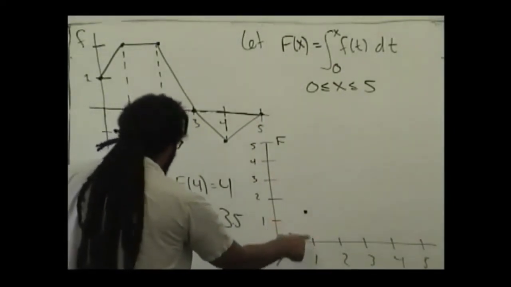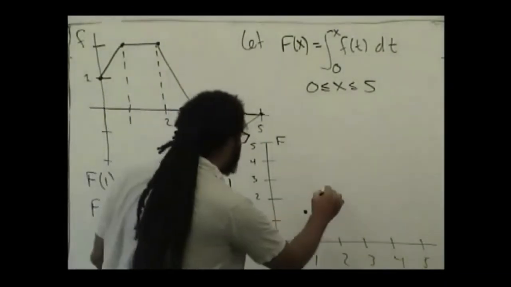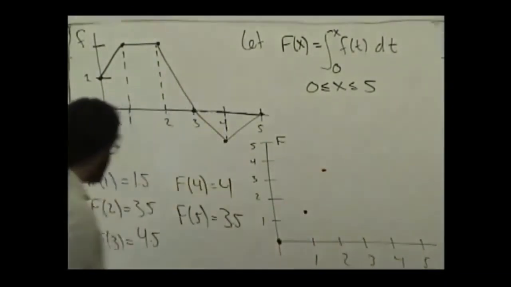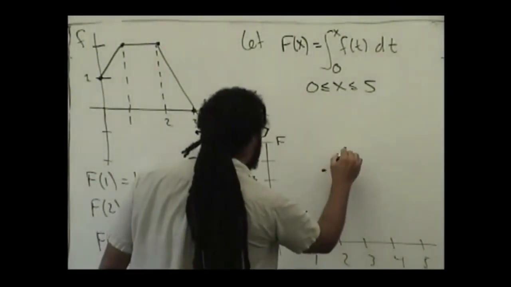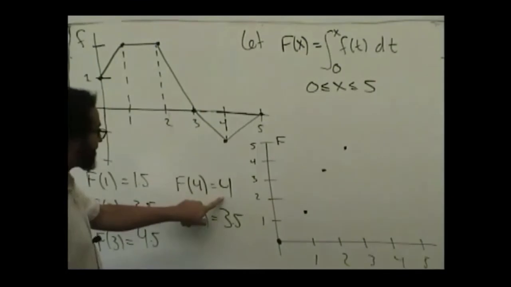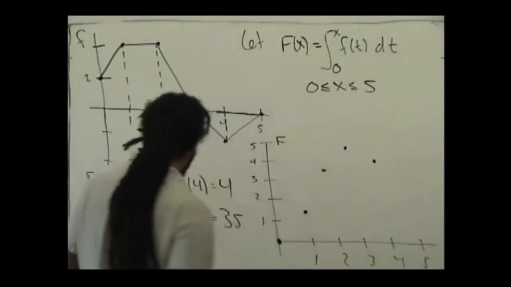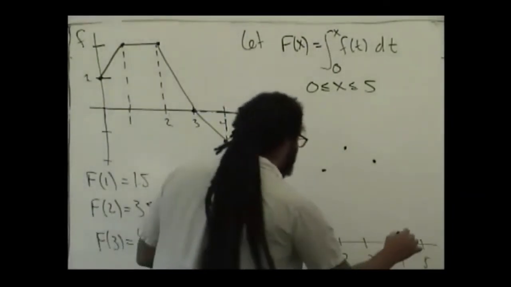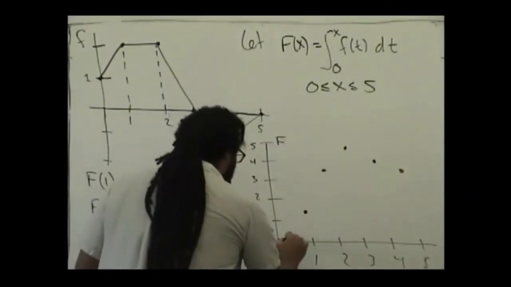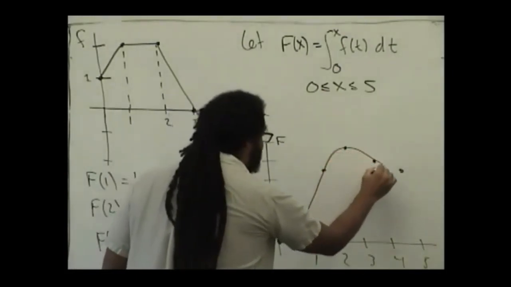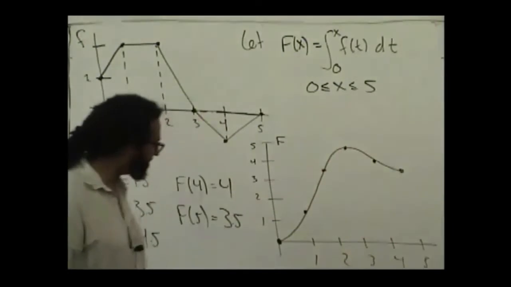And then here we've got 1 comma 1.5, 2 comma 3.5, 3 comma 4.5, 4 comma 4, and then 5 comma 3.5. So that will look something like this. So here's a picture of the accumulation function.